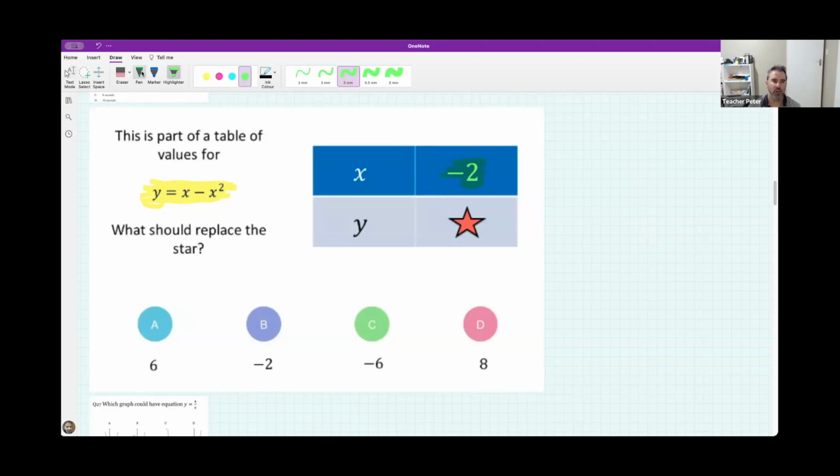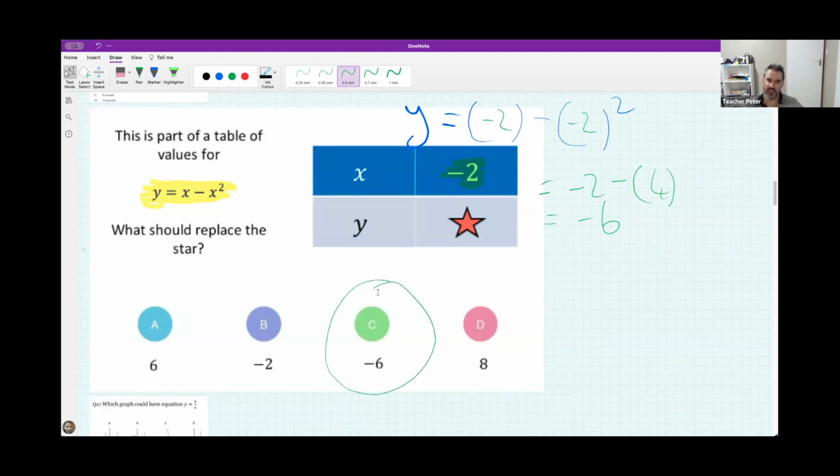So I've got that situation going on. So I've got minus 2. Now, the thing that's going to catch you guys, if it does catch you, is that this is 4, in which case that is minus 6. And so that would be C.